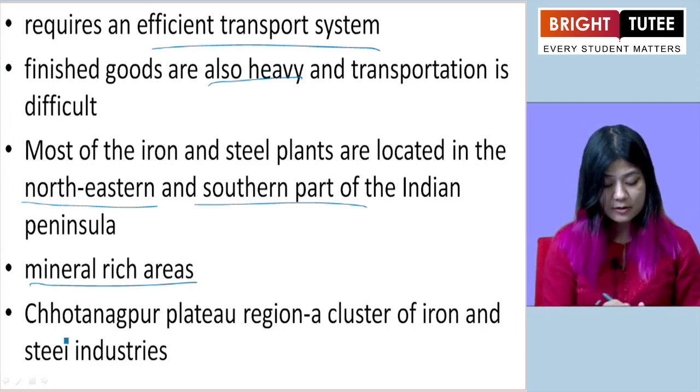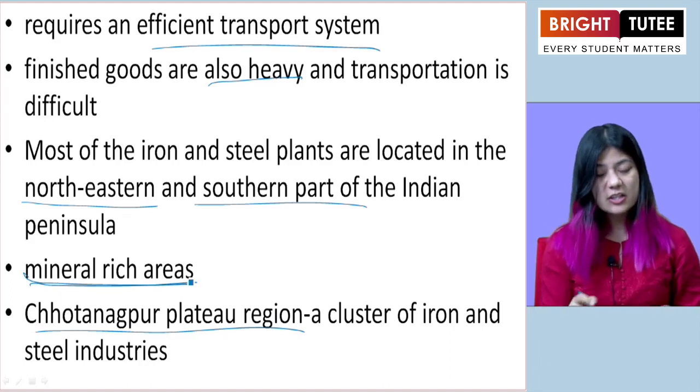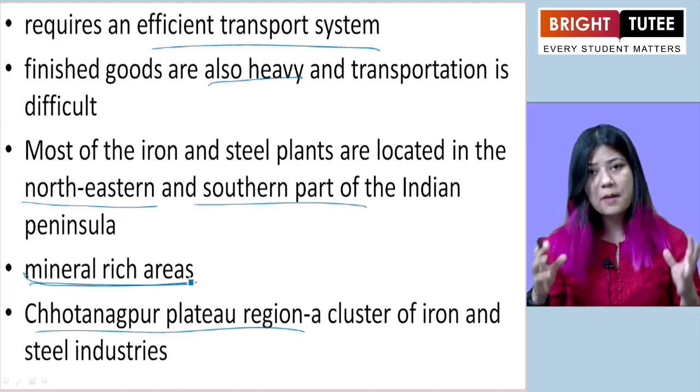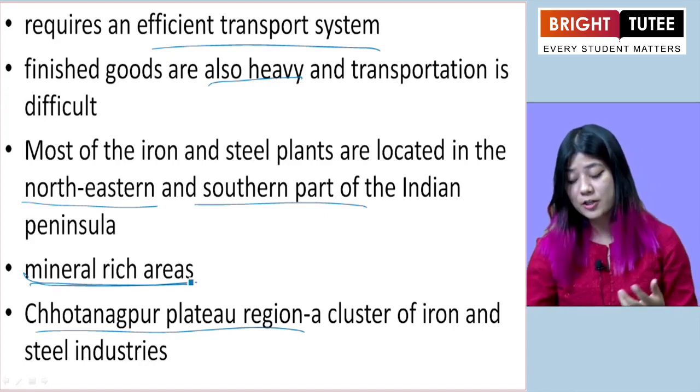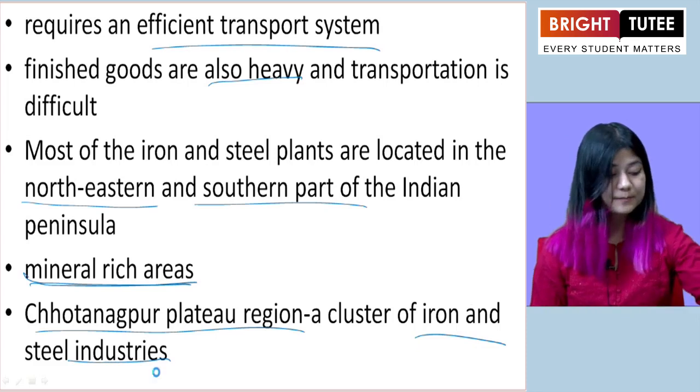For example, let's look at the Chota Nagpur Plateau region. This region is rich in minerals. This is why in this region we find a large group of iron and steel industries built in this area. All right.